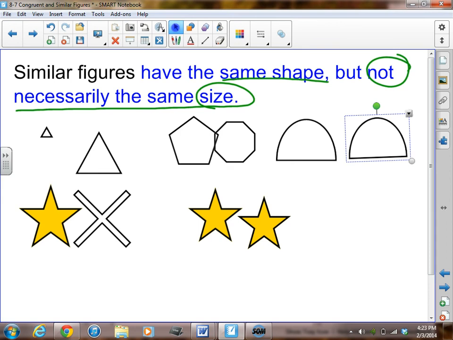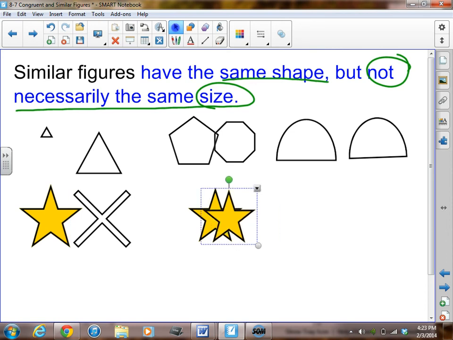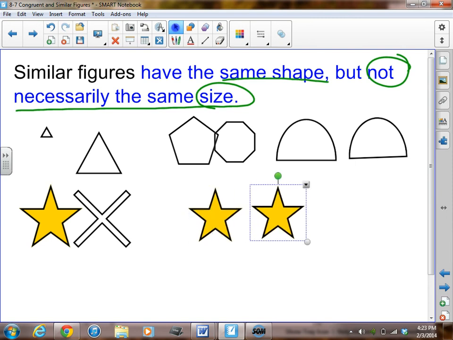Let's look at the next set of shapes here. We have a star and an X. Well, they're not even close to being the same shape. So I can already tell you they are not similar at all. They're also not congruent. And we have the stars. Same shape, so they're similar. Are they congruent? Well, let's find out. They are congruent as well because they have the same size.